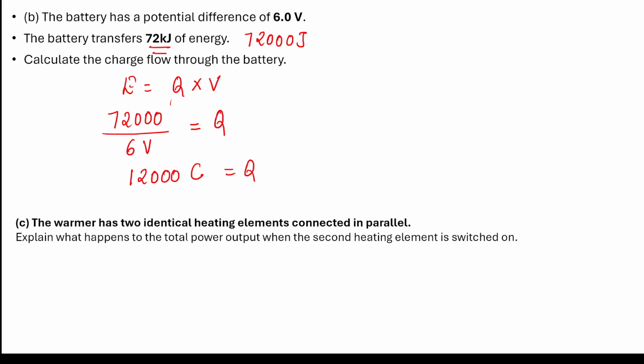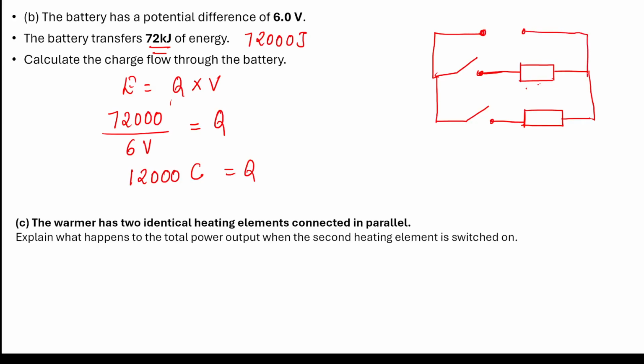The warmer has 2 identical heating elements connected in parallel. So something has 2 heating elements. I'm going to just draw. Heating element is nothing but a resistor. So let's say this is a switch, and then another heating element in parallel, and you connect the warmer to your supply.